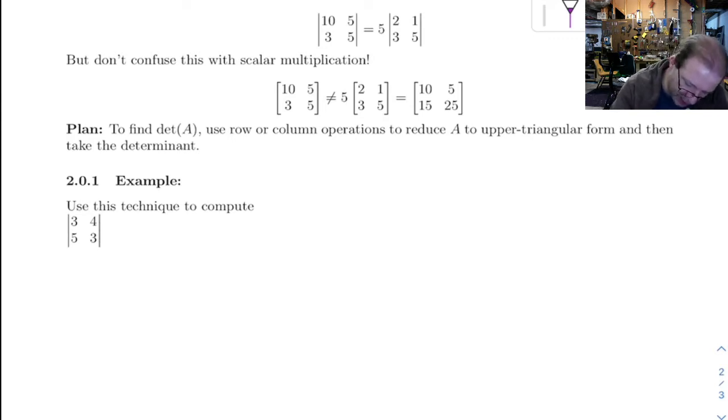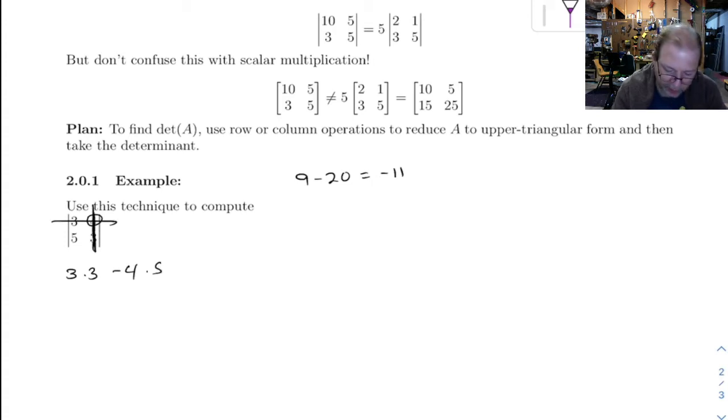The best way to take that determinant is to do 9 minus 20, and you get negative 11. That's the quickest way to do it, and that's actually cofactor expansion, because we're expanding along this top row, and we're doing 3 times the determinant of that matrix, and then minus 4 times the determinant of that matrix. So that's the quickest way to do this problem. But let's show how this method works.